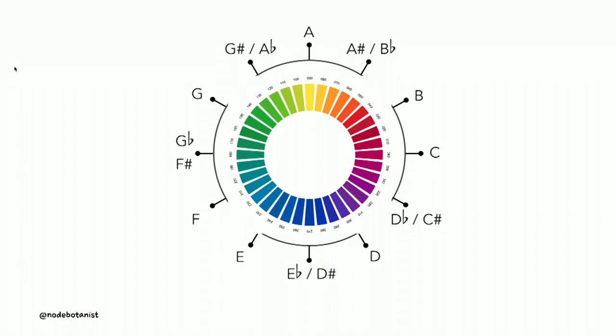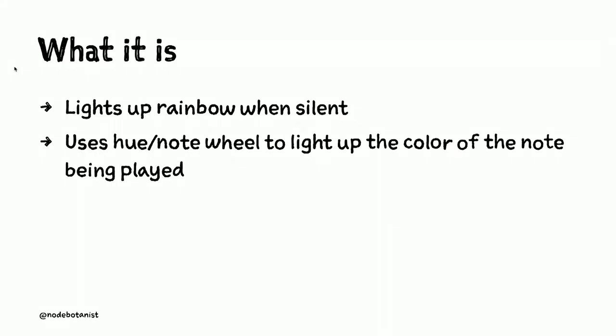So the first thing I did was I cracked open a music theory book, because I am a literature nerd. So I wanted to read about it first. And one of the first things that jumped out at me was a circle of notes and how half steps and whole steps are in the scale. And I immediately thought of the hue circle from HSV. So I thought, OK, I've got a relative comparison here. Let's work with that. So it lights up rainbow when it's silent, which is right now.